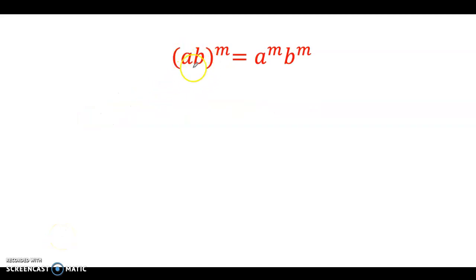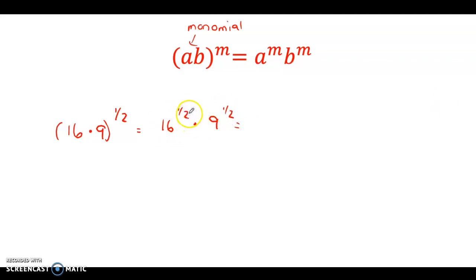If you have ab raised to the m power, and it's one term, this has to be a monomial in order for this to work, that is the same thing as a to the m times b to the m. So an example of that would be something like 16 times 9 raised to the 1/2 power. That's the same thing as 16 to the 1/2 power times 9 to the 1/2 power. And we've learned that the denominator means the root. So this is the same thing as the square root of 16 times the square root of 9, which would be 4 times 3, which is 12. And again, you guys are going to have to show me work with this.